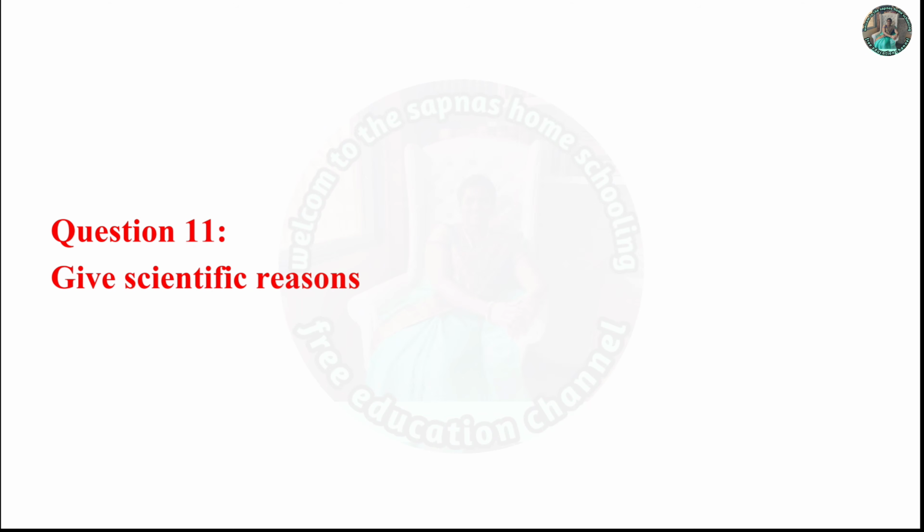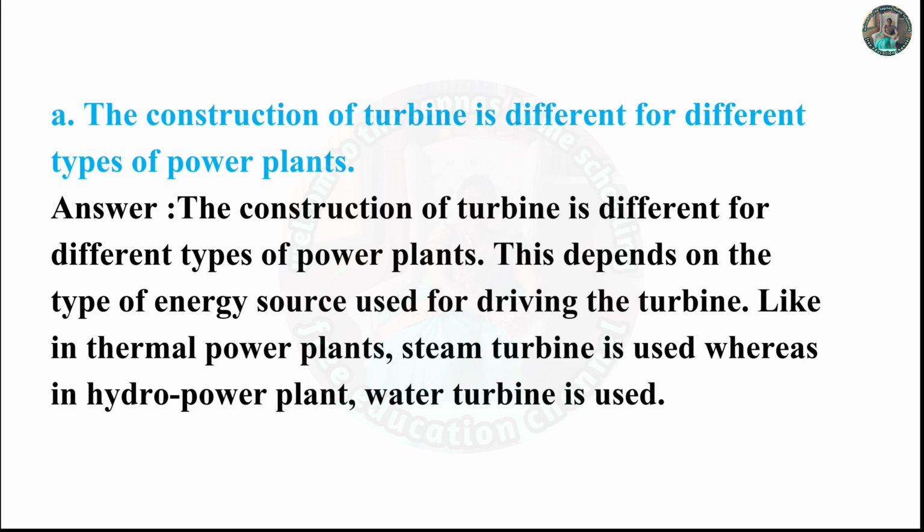Question 11. Give scientific reasons. A. The construction of turbines is different for different types of power plants. Answer. The construction of turbines is different for different types of power plants. This depends on the type of energy source used for driving the turbine.